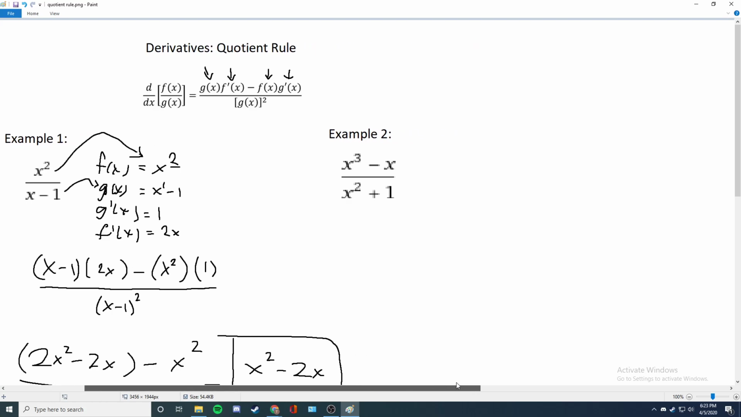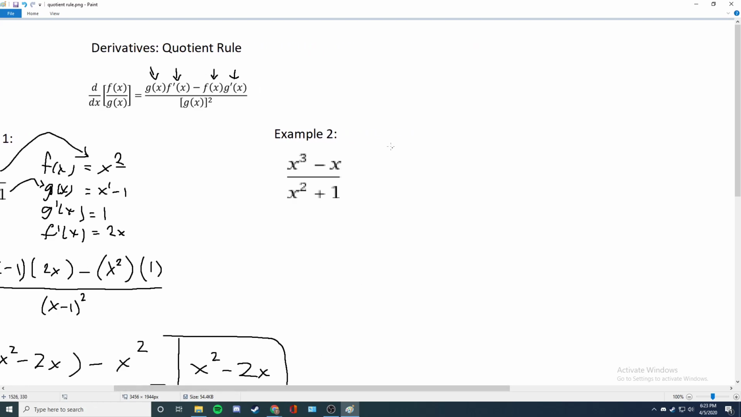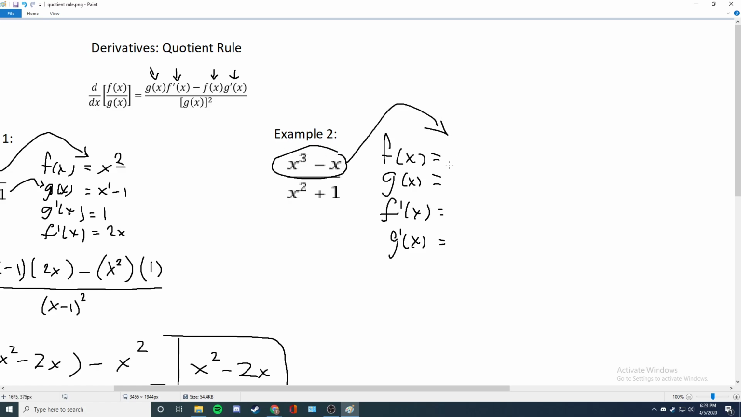Now moving on to example 2, we're going to use the same process where we find each chunk. And then we'll just plug into the rule again. f of x, once again, is just the numerator, so we'll have x cubed minus x, and then g of x is the denominator, so x squared plus 1. Now again, we have to find the derivatives of each of those chunks.